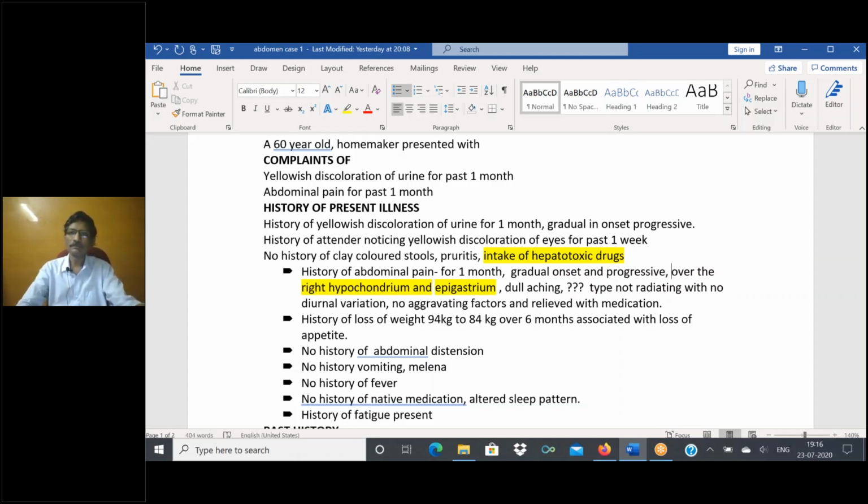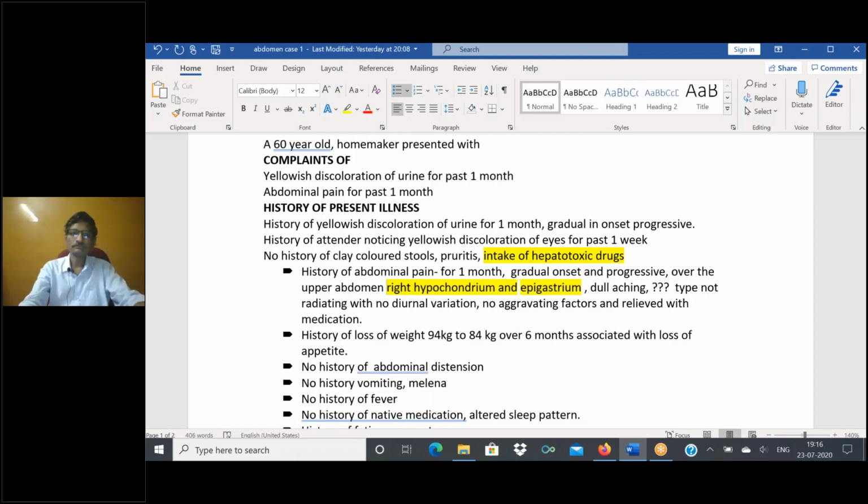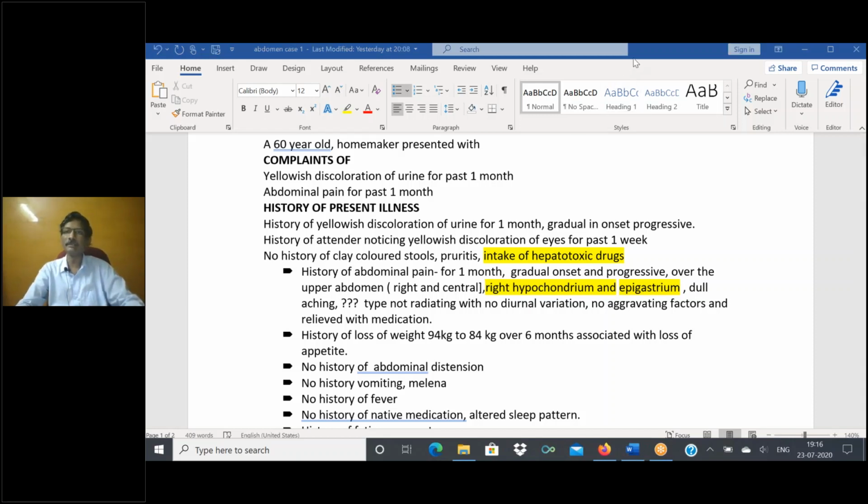over the upper abdomen, right and central. Okay. Dull aching. You have to tell whether it is continuous or intermittent.